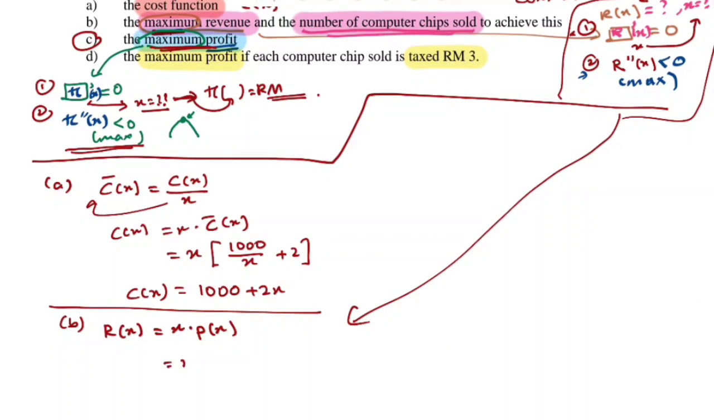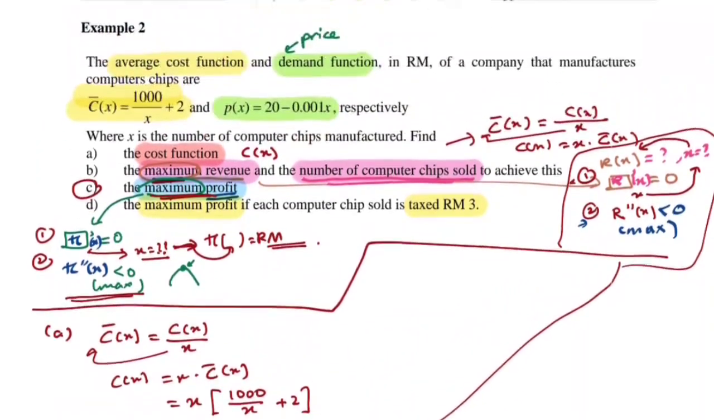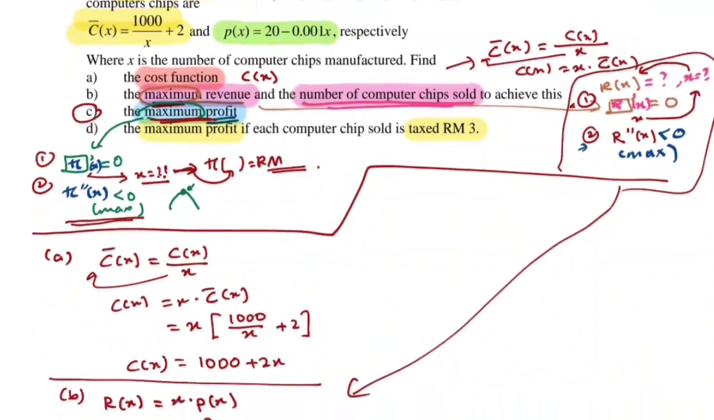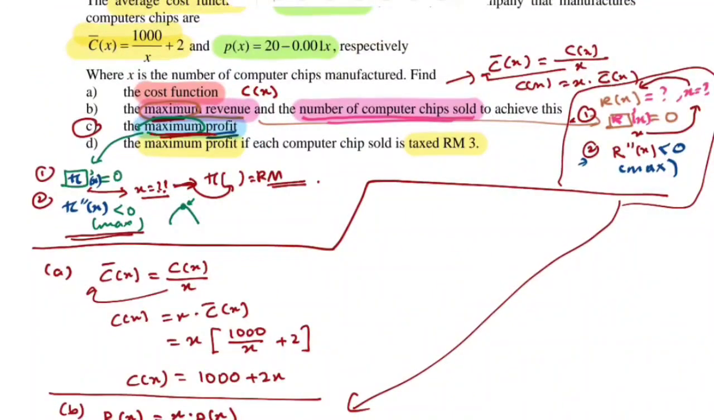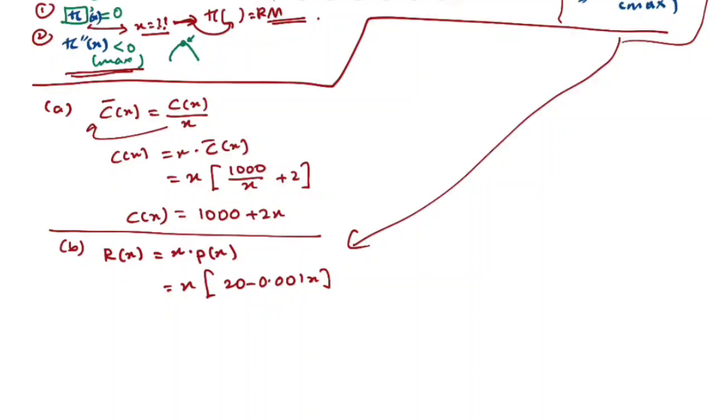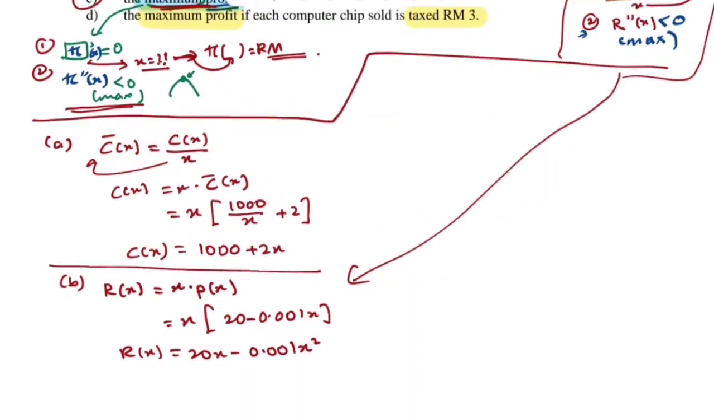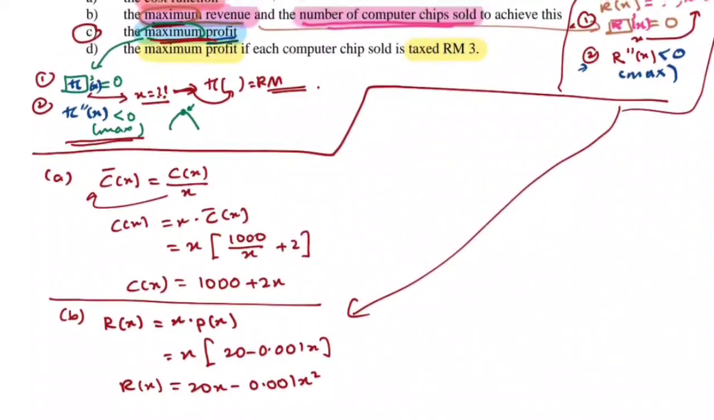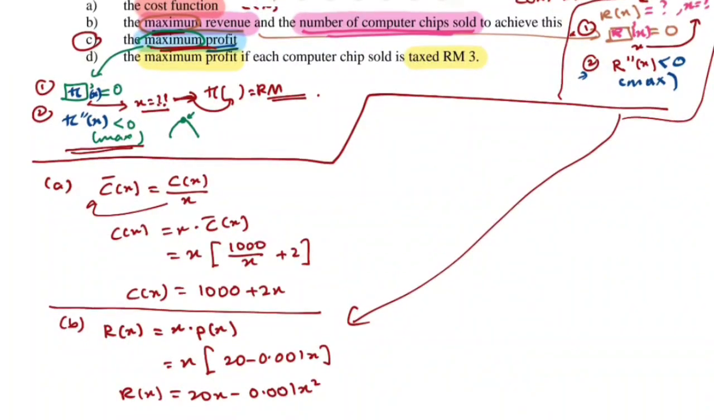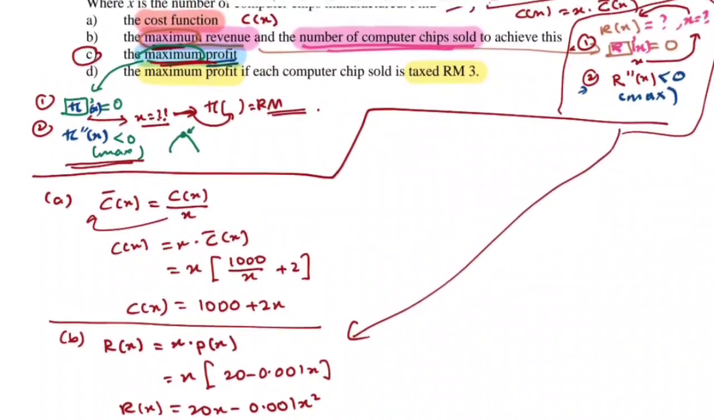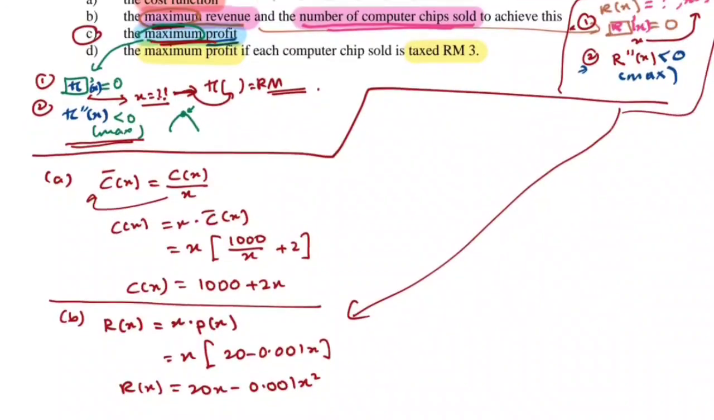So what is the price demand function? It's given to you: 20 minus 0.001x. And then expand this function. Now you have successfully found your revenue function. But we don't want to find the revenue function. We want to maximize the revenue.